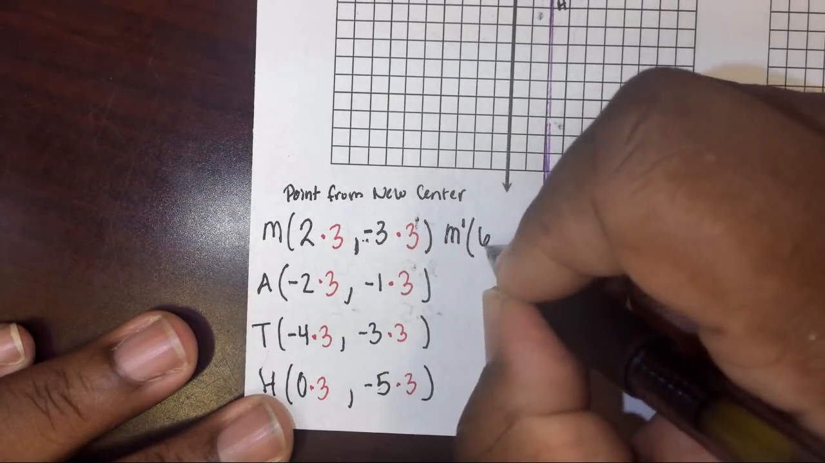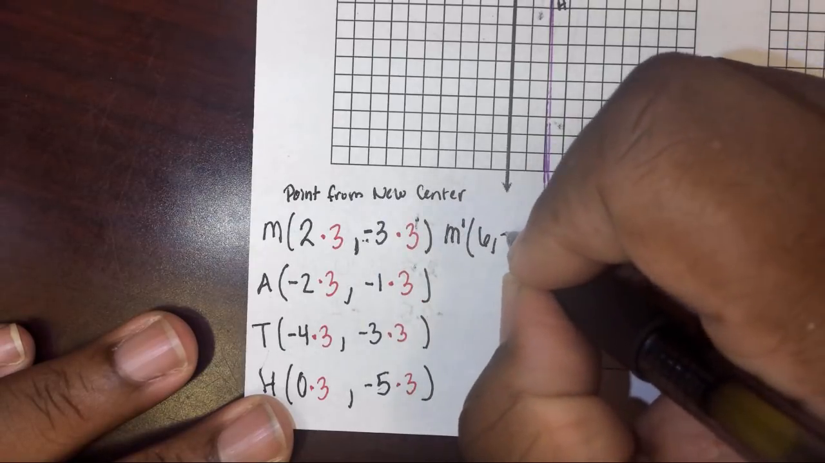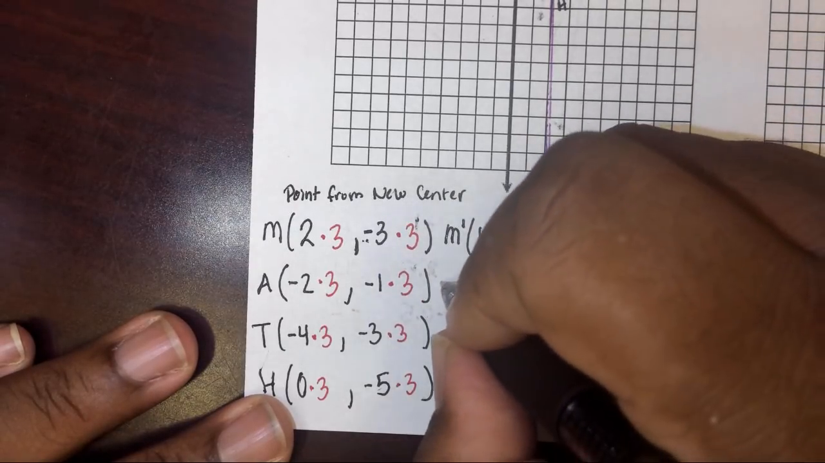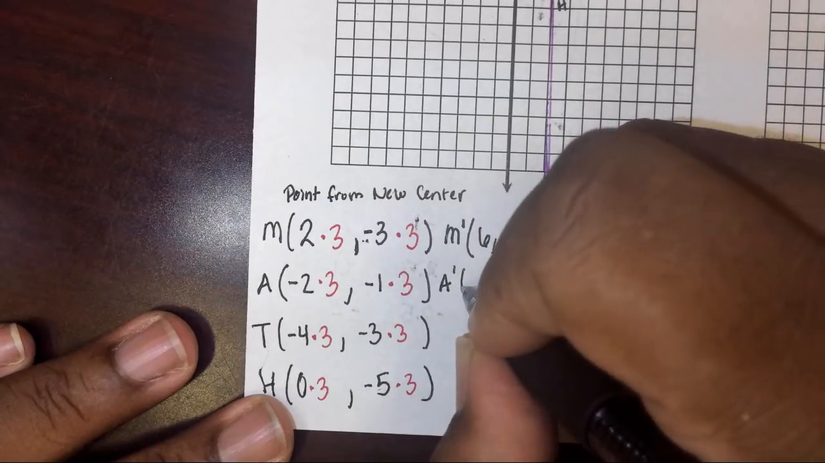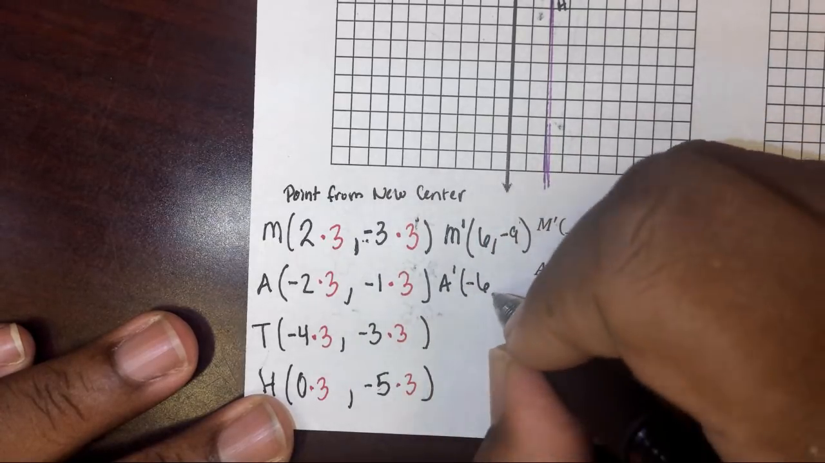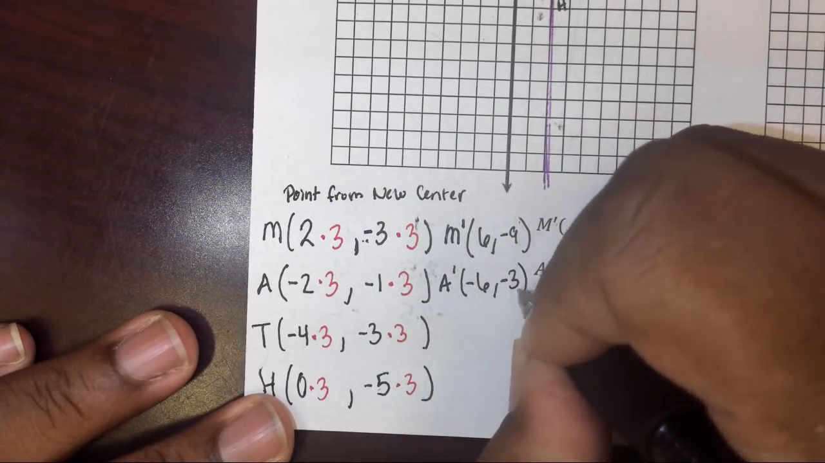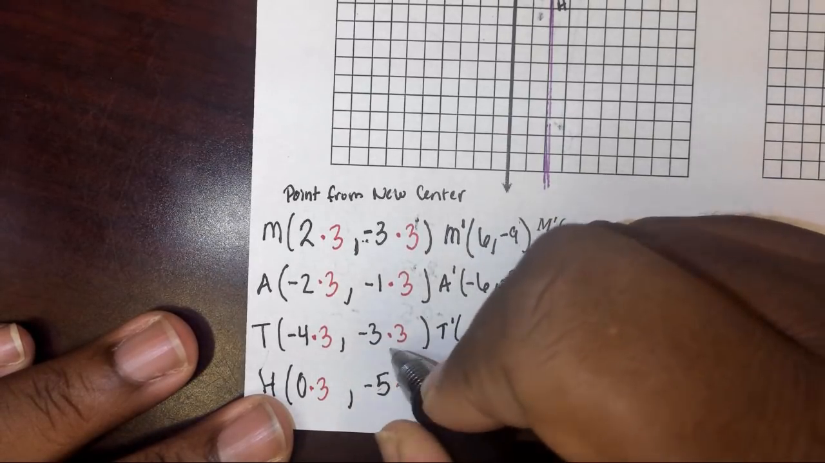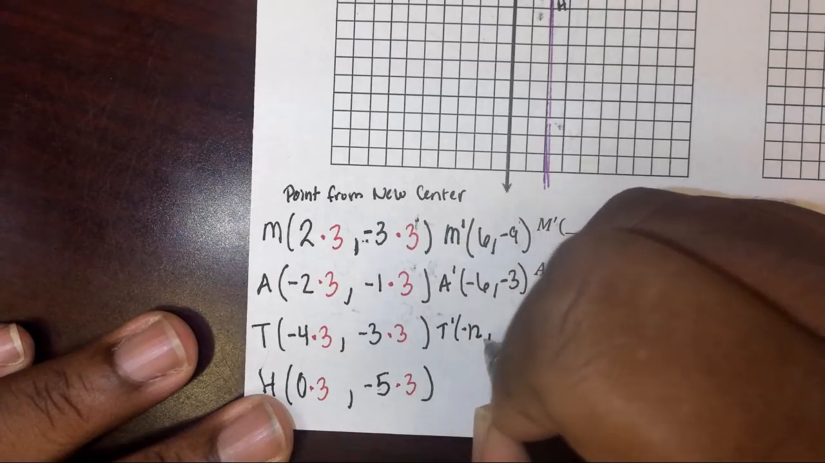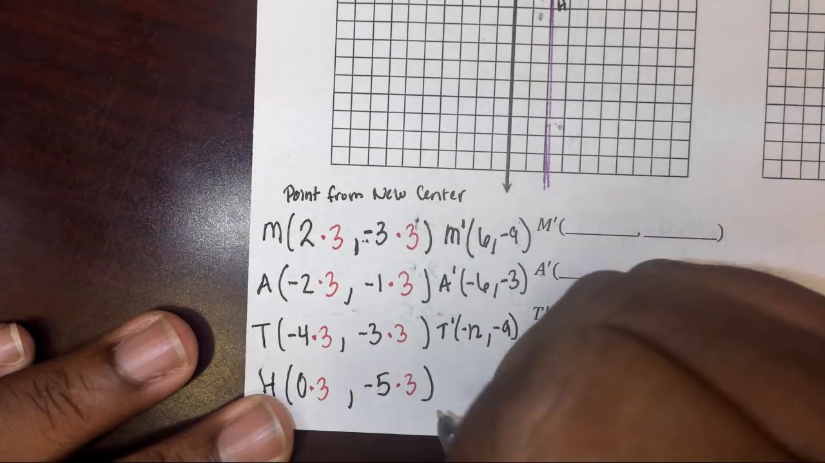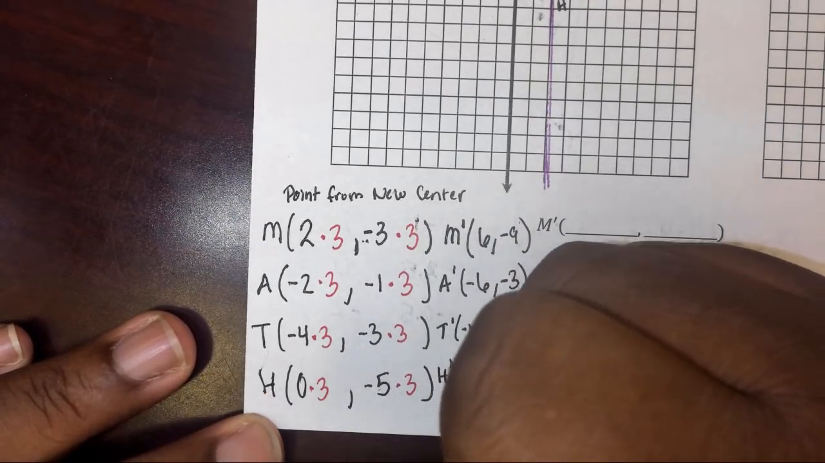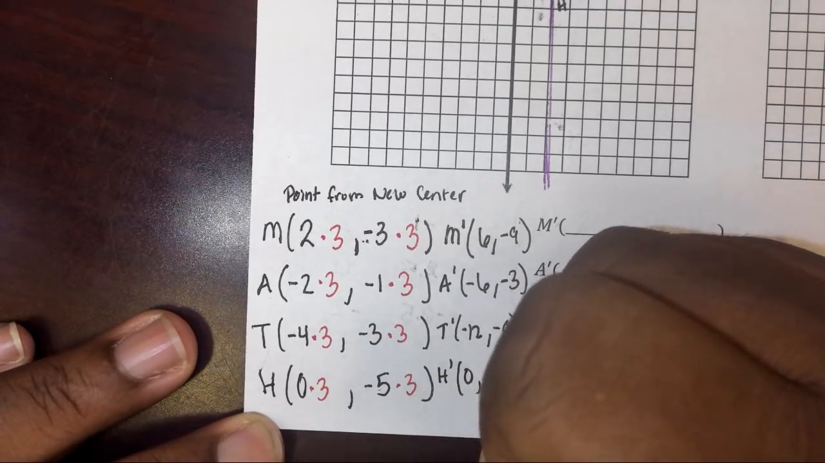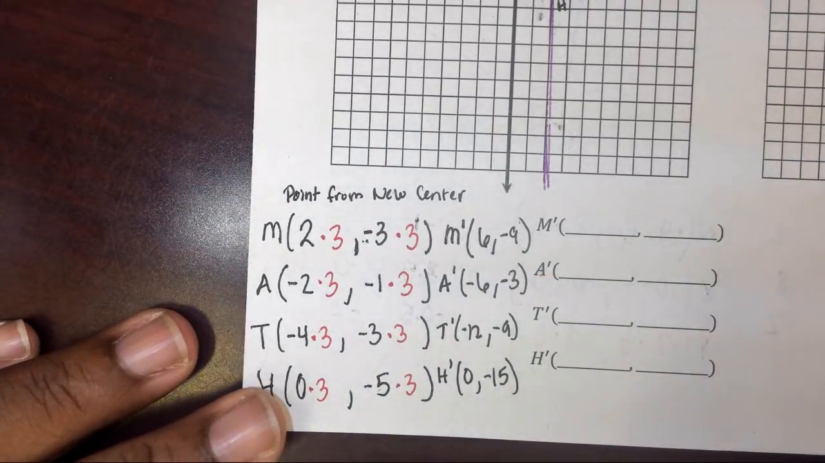2 times 3, 6. Negative 3 times 3, negative 9. And then you got A prime, which is negative 6, and then negative 3 if you do the multiplication. Then T prime is at negative 12, and negative 9. H prime is at 0, and negative 15. Alright?